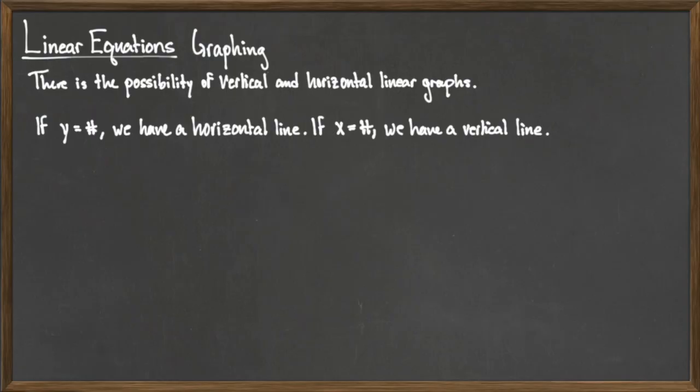So here we're going to graph 4 linear equations that are either horizontal or vertical lines. y equals 2, x equals minus 3, x equals 0, and y equals negative 1. The first one, y equals 2, says that I have a horizontal line at the y value of 2. So let's sketch that out.